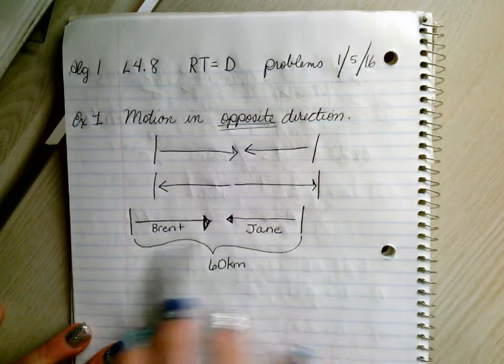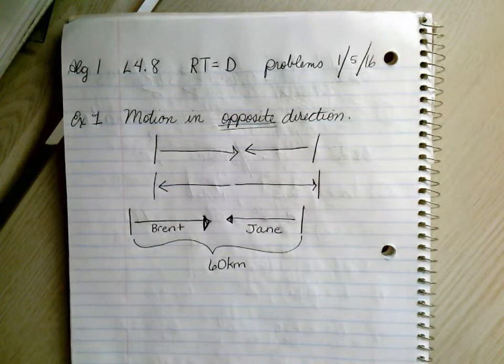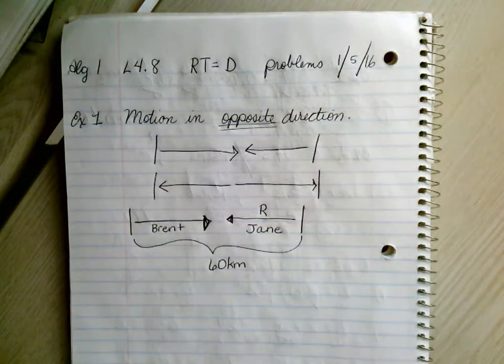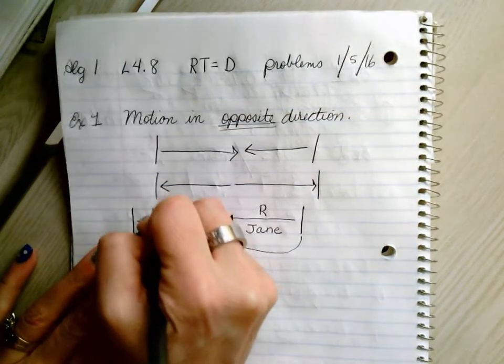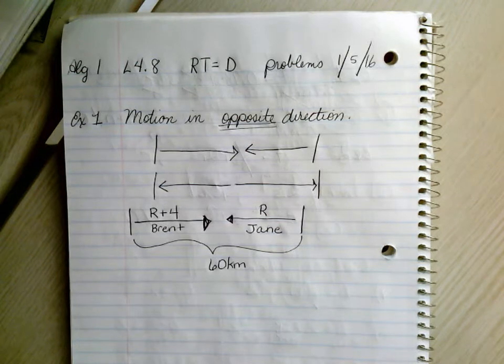Now, we've got a distance of some sort. We have a rate, or do we? What do we know about their rates of travel? How fast they were biking? Comparing one to the other, maybe. If you look at the story problem, do we know anything? Brent was 4 kph greater than Jane. So Jane's rate was just R, and Brent's rate was R plus 4. Okay? Does that make sense so far, what I've added to this little sketch?